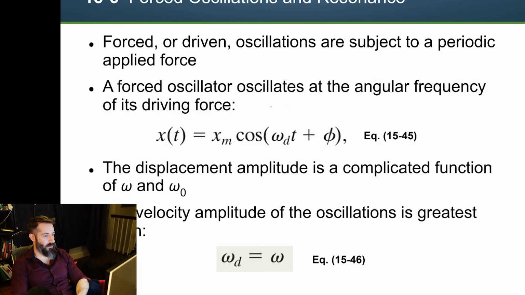Okay, so we went over this. This is the same thing. Angular frequency of a driving force.